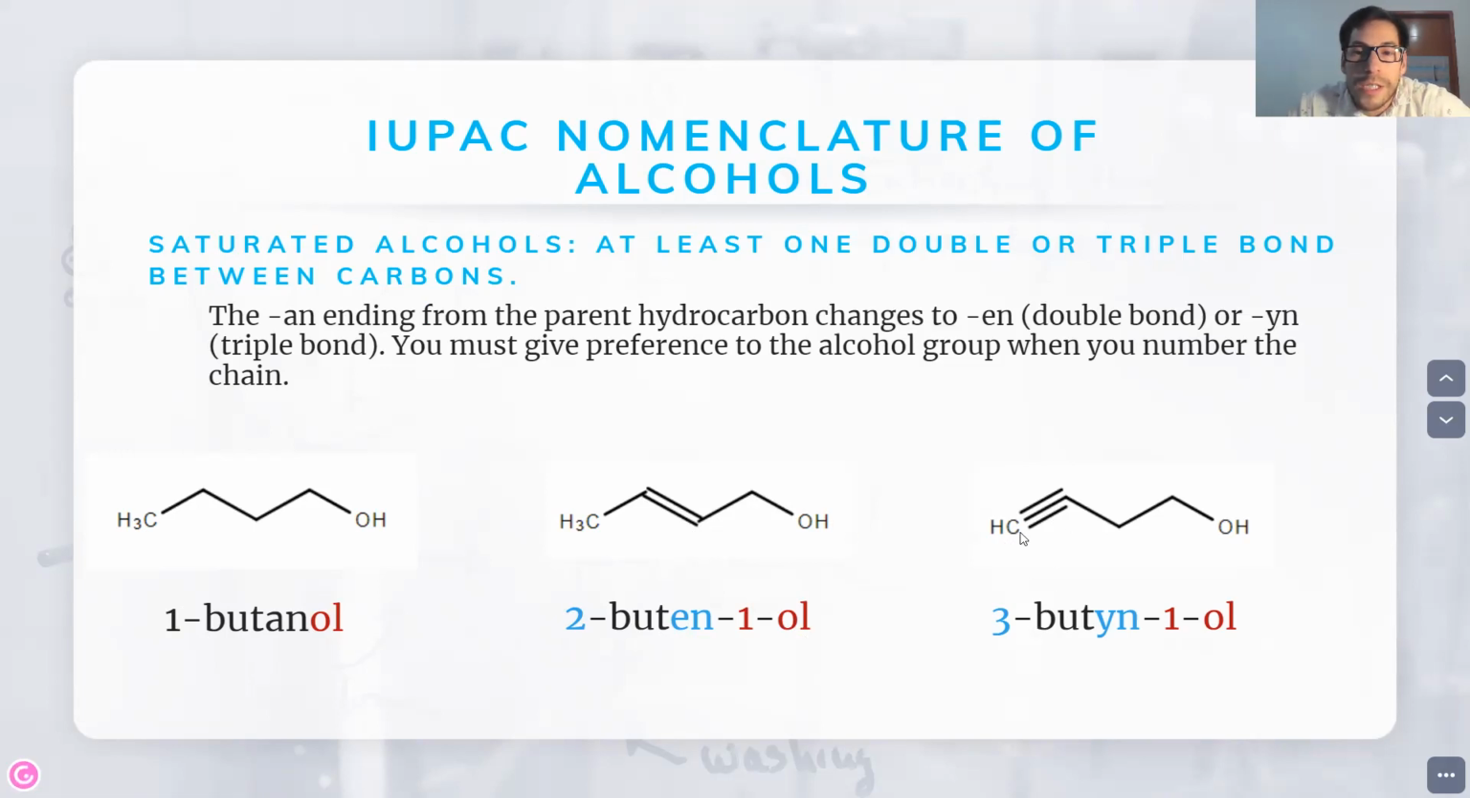So 3-butyn-1-ol has the same pattern, right? We give the lowest possible number to the OH, the first carbon. And then we change this part of the name of the parent compound. Butane changes to butyn-1-ol.